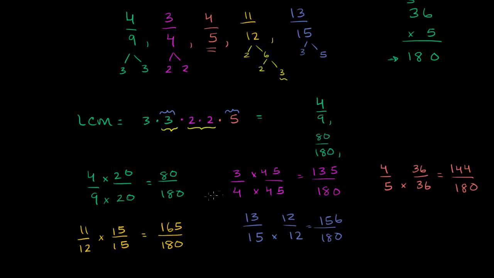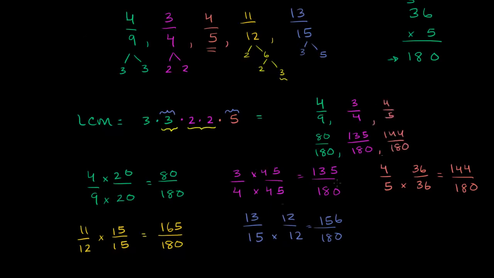80 over 180. Then the next smallest number looks like it's this 135 right over here. So then our next one is going to be the 135. I want to do it in that same color. The next one is going to be that 135 over 180, which is the same thing as 3/4. And then the next one is going to be, let's see, we have the 144 over 180. So this is going to be the 144 over 180, which is the same thing as 4/5.